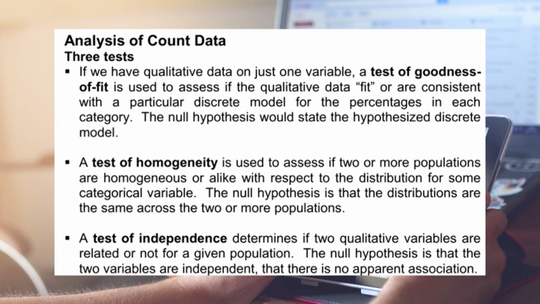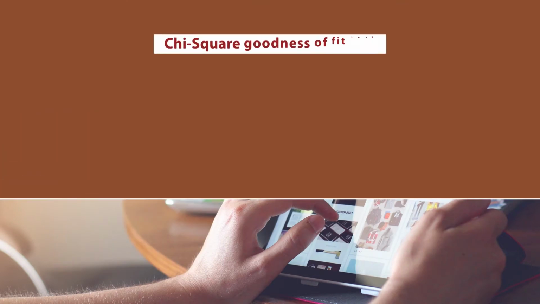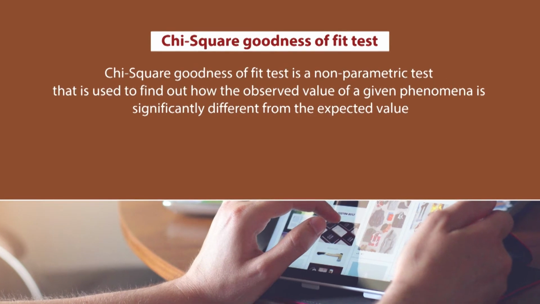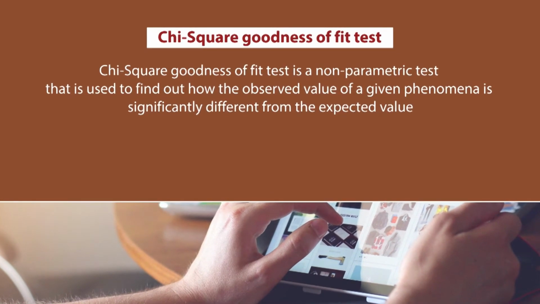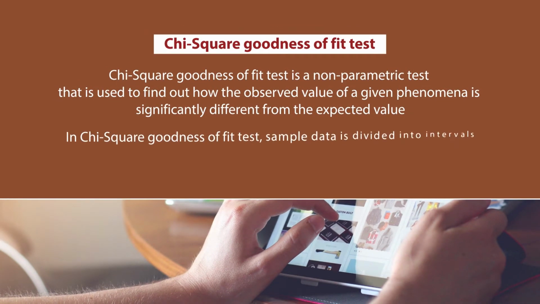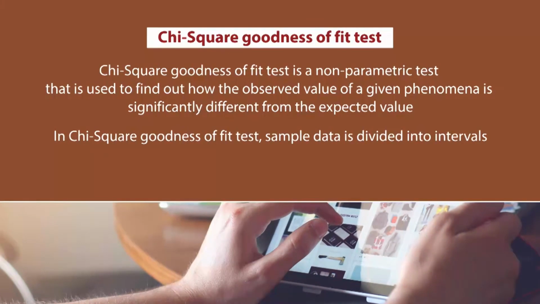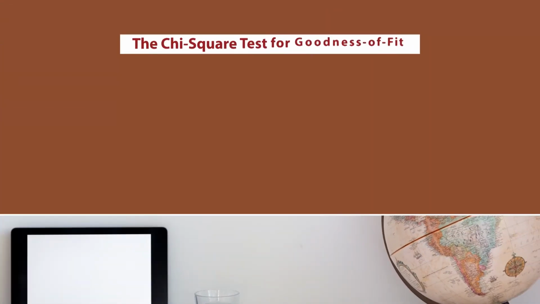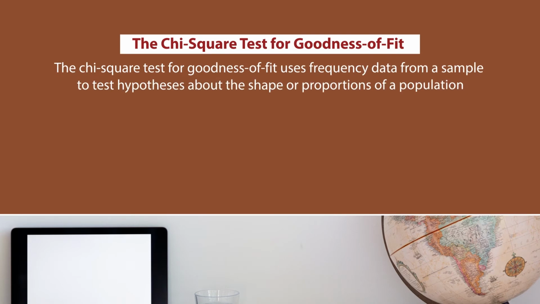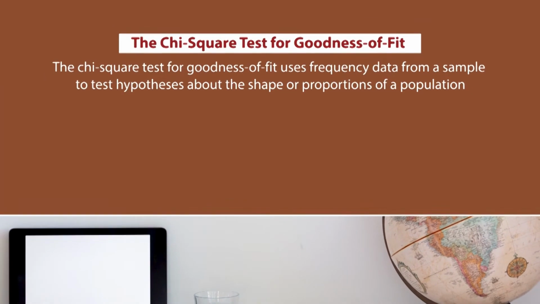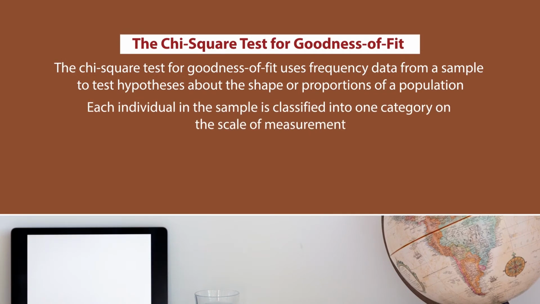Chi-square goodness of fit test. The chi-square goodness of fit test is a non-parametric test that is used to find out how the observed value of a given phenomenon is significantly different from the expected value. In the chi-square goodness of fit test, sample data is divided into intervals. The chi-square test for goodness of fit uses frequency data from a sample to test hypotheses about the shape or proportion of a population. Each individual in the sample is classified into one category on the scale of measurement.